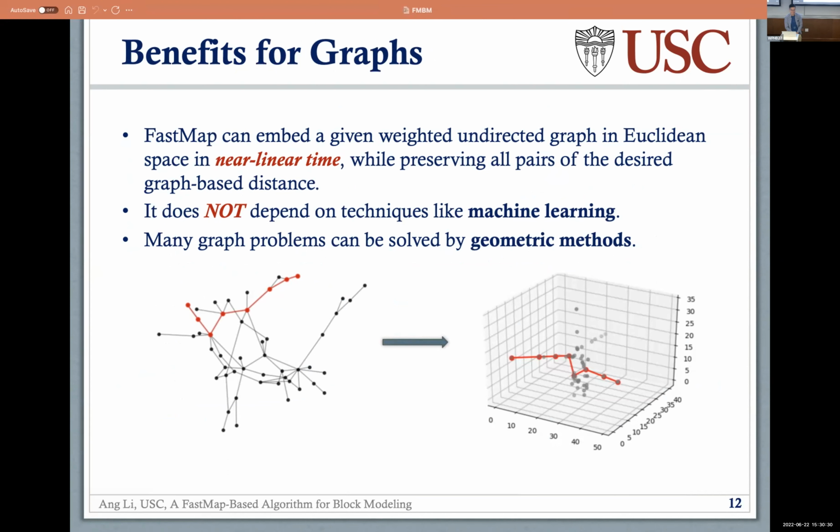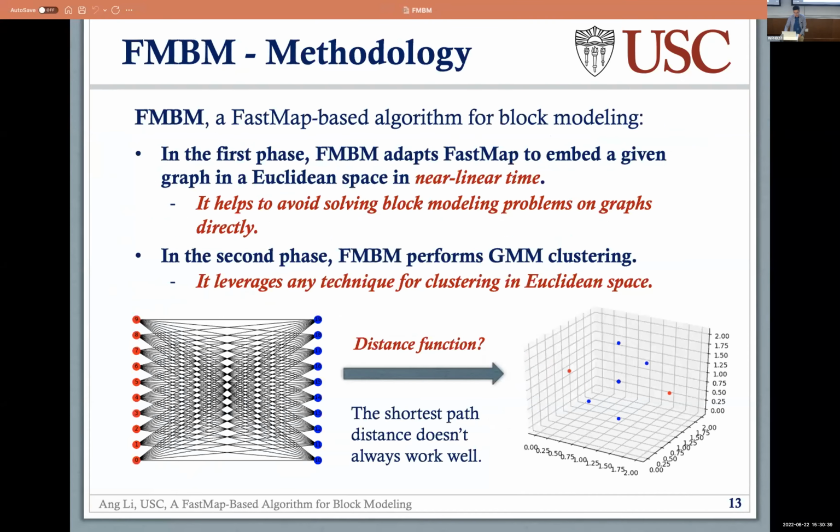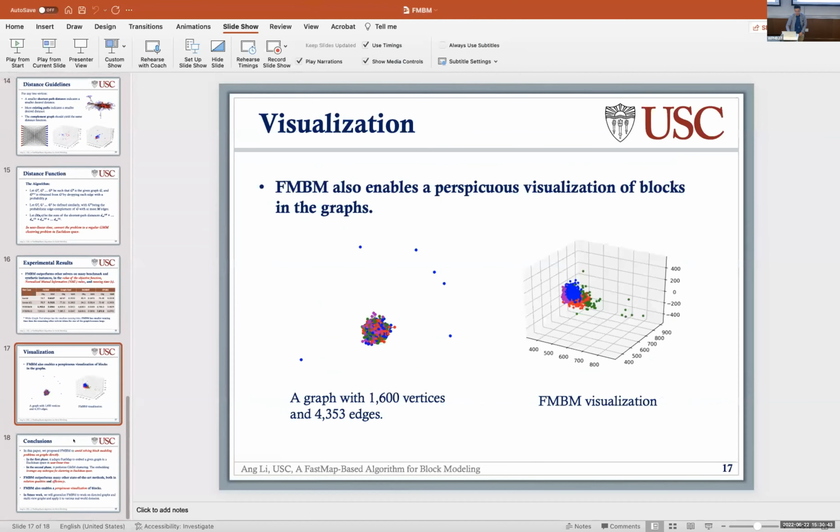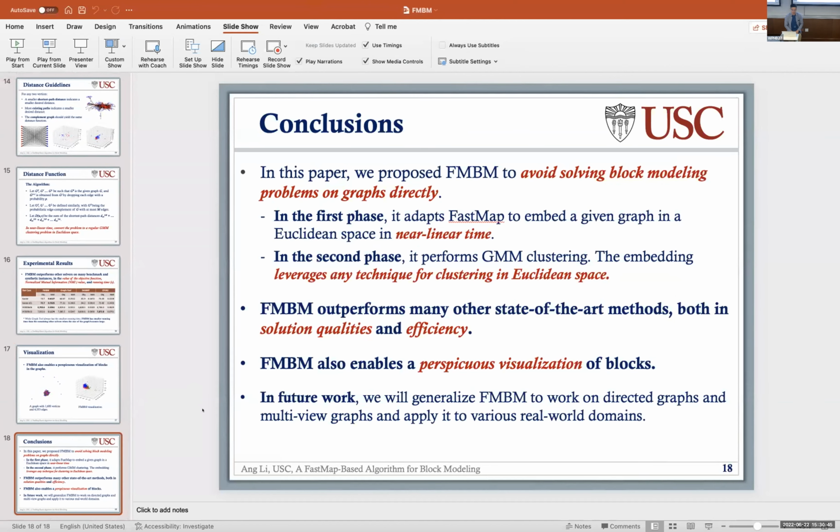Yeah, thank you. Can you easily deal with directed block modeling with directed graphs? How do you do that? Yeah, so I think the key thing here is how we design the distance function on a multi-view graph.